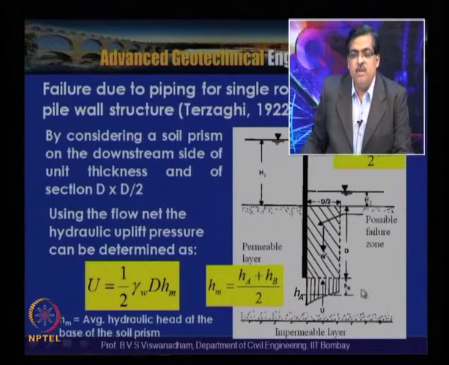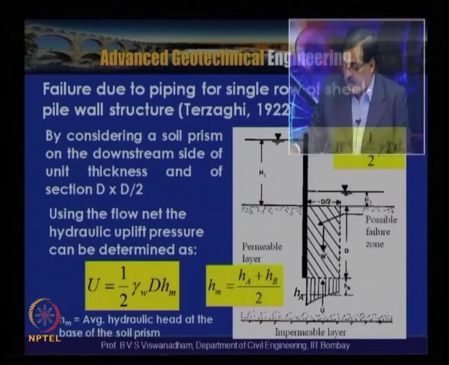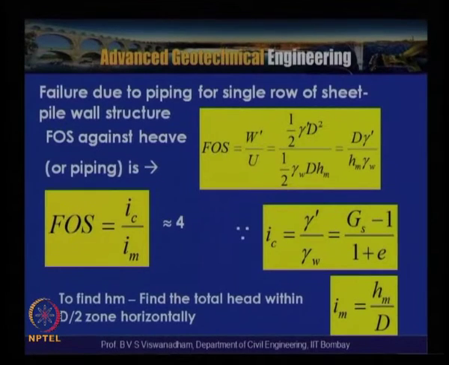The self weight of the soil, using the submerged unit weight, is given by W dash equal to half gamma dash D square. To obtain the factor of safety against heave or piping, the resisting force is the self weight of the prism, and the disturbing force is the uplift acting at the base of the soil prism. So, factor of safety is equal to W dash by U, where W dash is half gamma dash D square divided by half gamma W D into HM. By simplification, we get D by HM into gamma dash by gamma W.